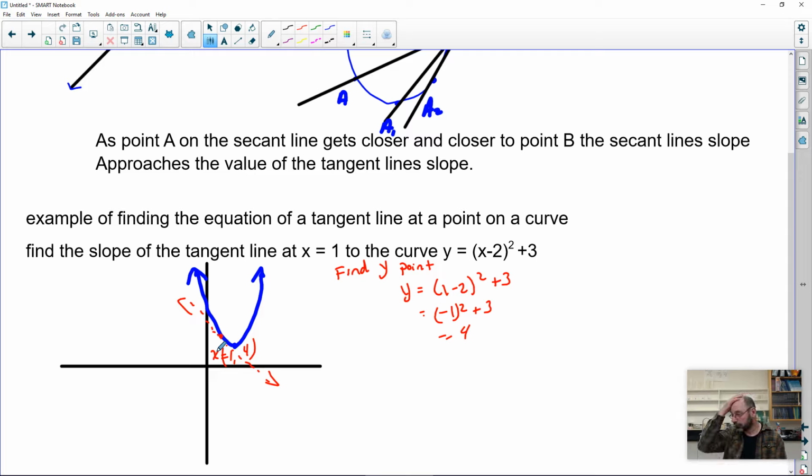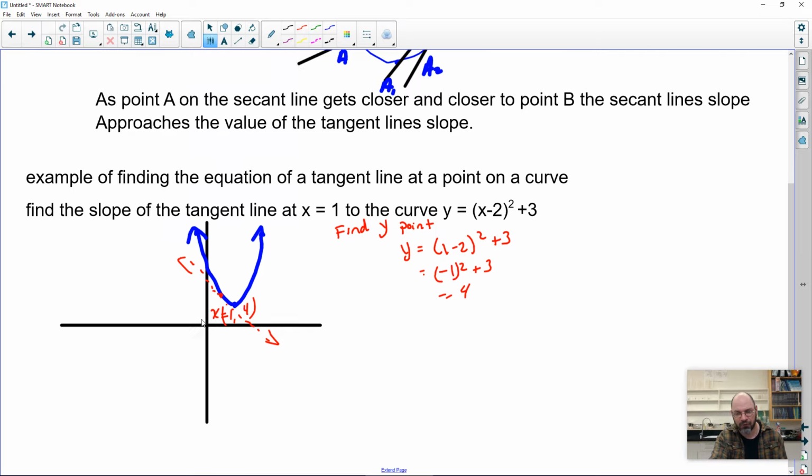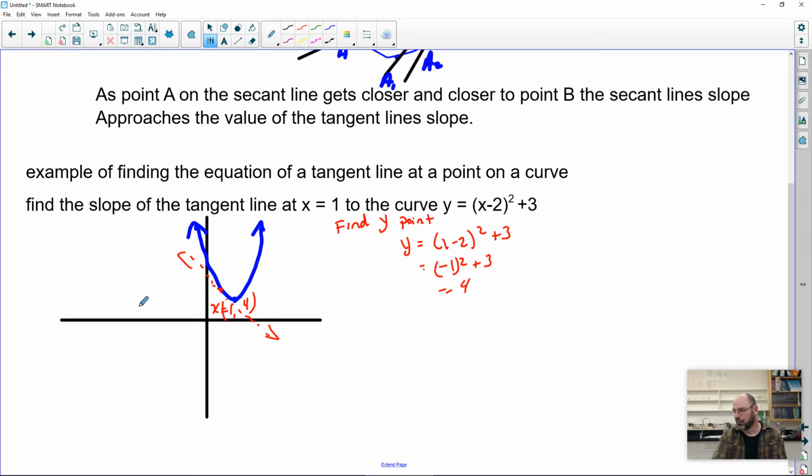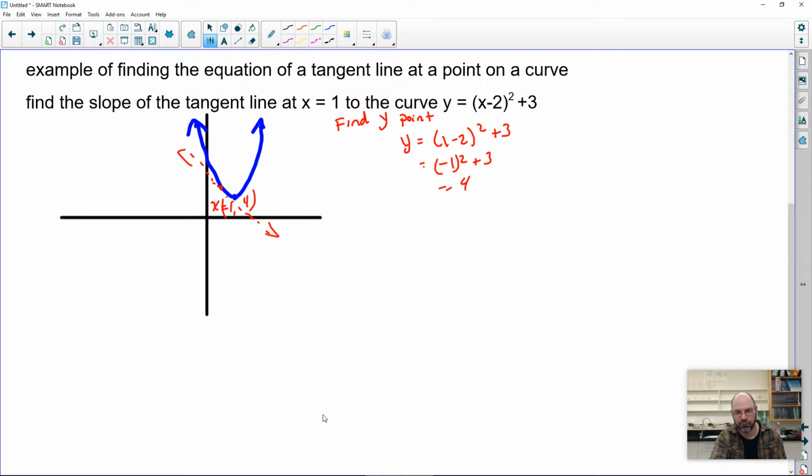Okay, so we're going to approach it from the left and approach it from the right, and then see what the slope is going to be between them. So we're going to do an approximation of slope. We're going to approach and get closer and closer. So let's approach from the left. Let's approach from 0.9 and then get closer, 0.99 and then 0.999. So step 1 was finding the point. Step 2, approach x from the left.